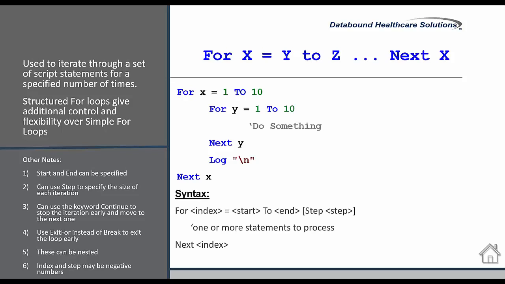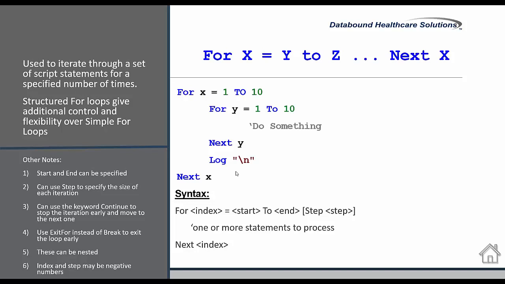So your syntax listed here is for an index equals your start to your end, and then in square brackets there, square brackets again meaning that it's an optional parameter, you see step, and then in the angle brackets, the step would be a numeric value. You have one or more statements, and then at the very end of your for loop, you have a next. That next is going to tell you to go back and get the next indexer for that loop. So if I'm dealing with x, for example, up here under for x, when I get down here to the bottom, it's saying, give me the next x in this loop, and keep going.